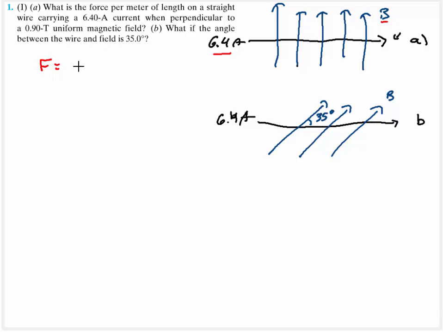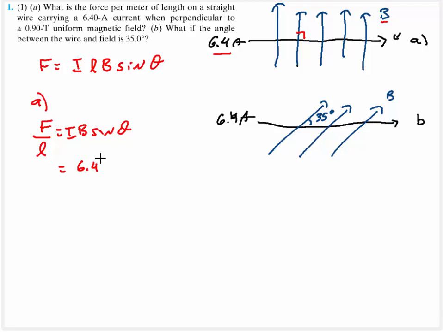We know that we can write the force on a current carrying wire as its current multiplied by the length multiplied by the magnetic field, and then sine of the angle between those two. Now in part A, it's going to be perpendicular or 90 degrees to it. So what we're looking for is the force per unit length. That's going to be equal to the current, magnetic field, sine of the angle in between them.